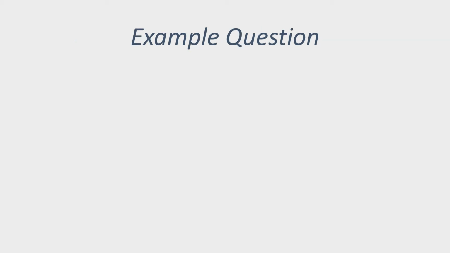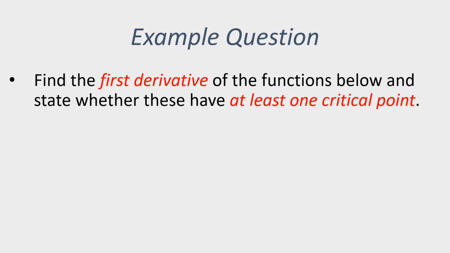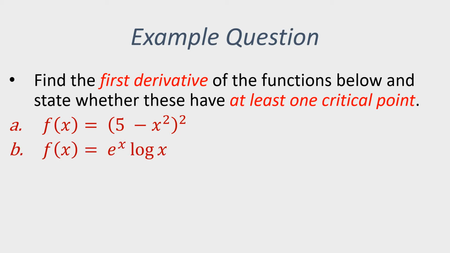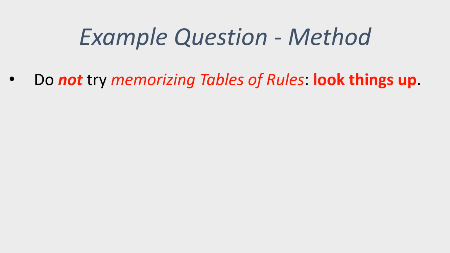So here's an example question you might see. You're given some function and you're asked to find its first derivative and to state whether this has at least one critical point. So we might have a function such as this example, or this example, or this example. How do we go about solving those? Well, first of all, let me stress again, I gave tables of rules for computing first derivatives. Look them up if you need to. Don't try and memorize tables.